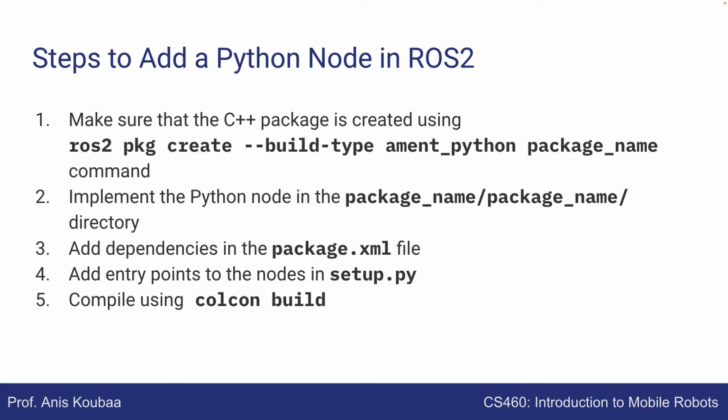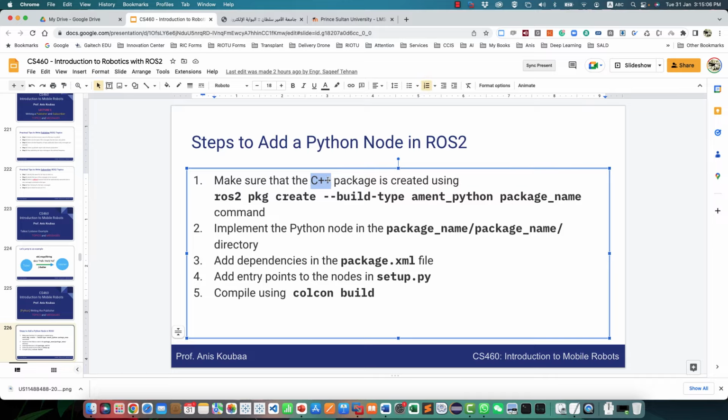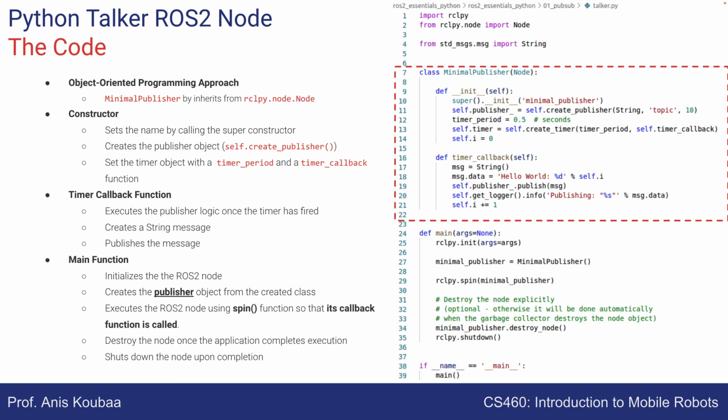Writing the publisher. Of course, we've already done this. We need to have a Python package that is created, because we're going to do that in Python. Now you have already a package, right, that you have created before. You are ROS2 Essentials Python. Okay, and this is the code that we will be writing.